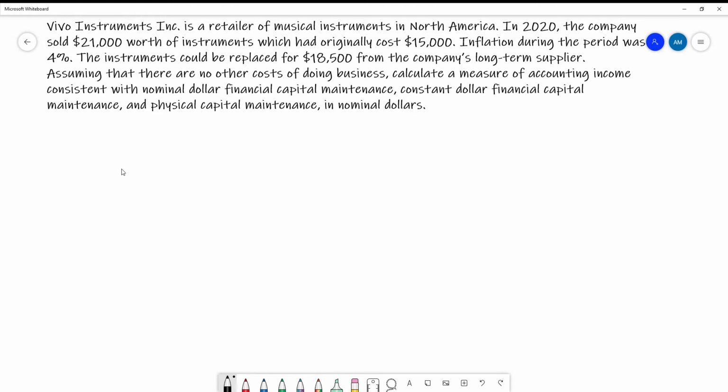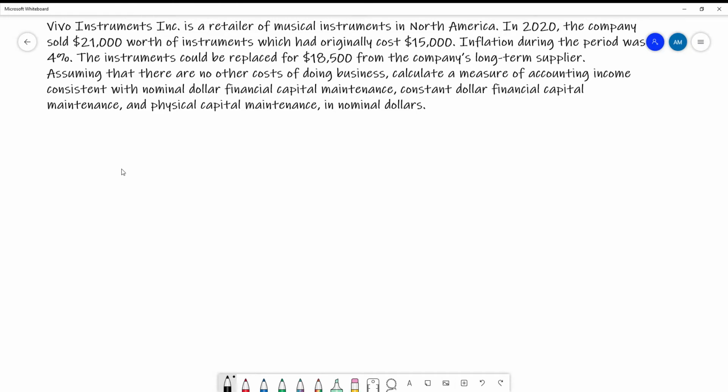And the given is Vivo Instruments Inc. is a retailer of musical instruments in North America. In 2020, the company sold $21,000 worth of instruments, which had originally cost $15,000. Inflation during the period was 4%. The instruments could be replaced for $18,500 from the company's long-term supplier. Assuming that there are no other costs of doing business, calculate a measure of accounting income consistent with nominal dollar financial capital maintenance, constant dollar financial capital maintenance, and physical capital maintenance in nominal dollars.